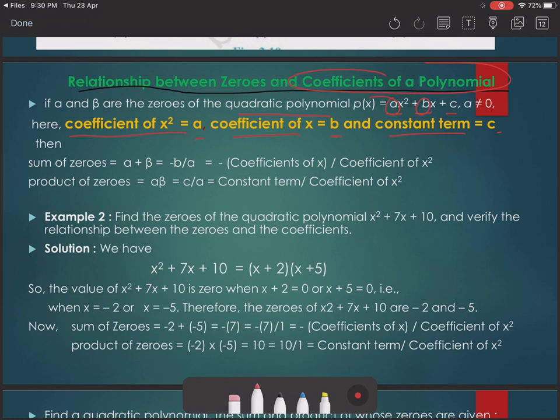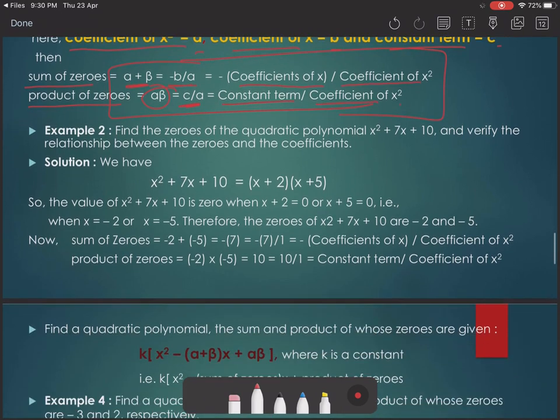Now, if this polynomial has two zeros, namely alpha and beta, these are Greek letters, then the sum of zeros, that means alpha plus beta, is equal to minus b upon a. What is b? Coefficient of x, and a, coefficient of x square. Similarly, the product of these zeros, that means alpha into beta, is equal to c upon a. What is c? The constant term divided by the coefficient of x square. This you have to learn, sum of zeros and product of zeros.